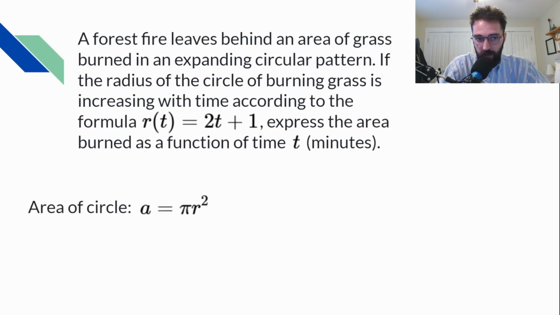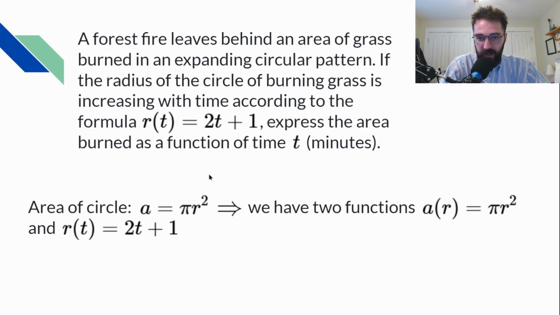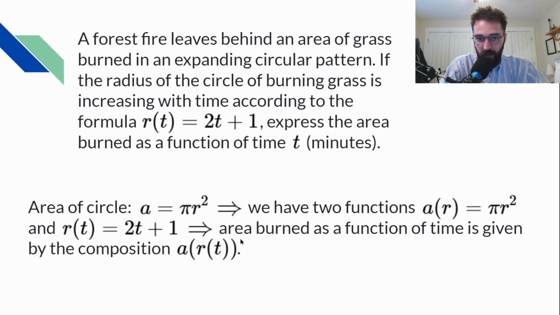So we know that the area of a circle is given by the formula A equals pi r squared, where r is the radius of the circle. So that means we have two functions. We have A of r. The area is a function of the radius. A of r equals pi r squared. And r of t. The radius is a function of time. r of t equals 2t plus 1. So the area burned as a function of time is given by the composition A of r of t.